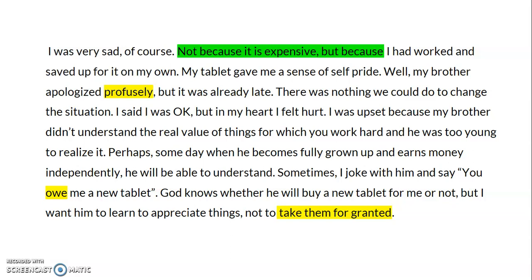Sometimes I joke with him and say, "You owe me a new tablet." Yes, God knows whether he will buy a new tablet for me or not, but I want him to learn to appreciate things, not to take them for granted. That's the end of my speech.